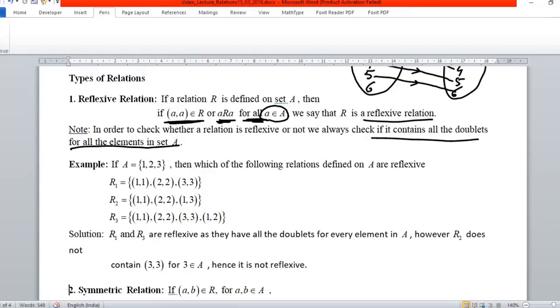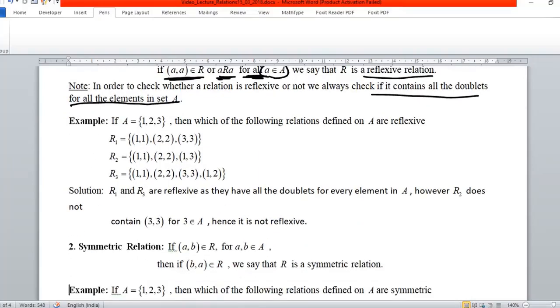Let us take an example. If a set A contains 3 elements 1, 2 and 3, then check which of the following relations defined on A are reflexive. Now relation R1 is defined, which contains elements (1, 1), (2, 2) and (3, 3). Let us check whether R1 is reflexive. Now the definition says that (a, a) belongs to R for every a belonging to the set A. In this case set A contains 3 elements 1, 2 and 3, and all the 3 doublets are present in R1, so R1 is reflexive in nature.